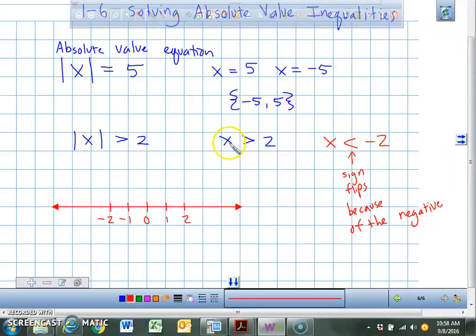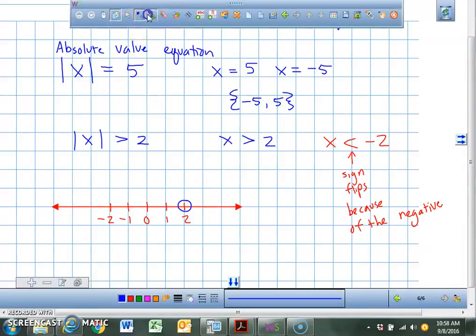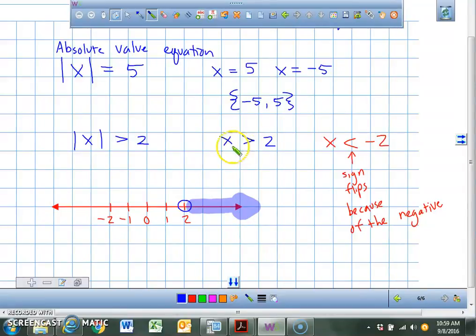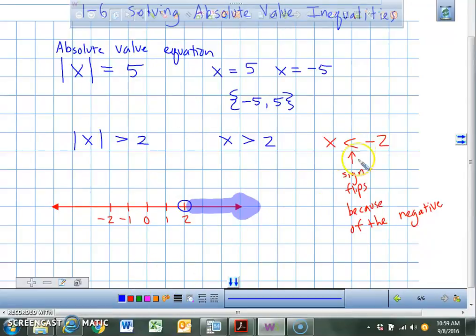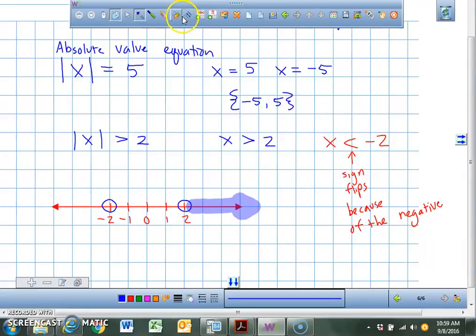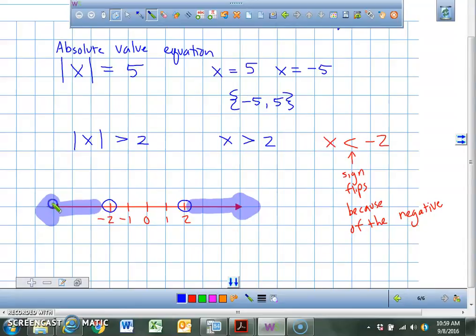Now, if we plot x is greater than 2, what kind of circle are we going to be dealing with? Empty, right? It's going to be nice and empty because we're not including the 2. And where are we going to shade this one? If you say that way, that means going to the right. So we're shading everything to the right because x is greater than 2. What about this one over here? Circle. Everywhere to the left. So everything here is now going to the left.